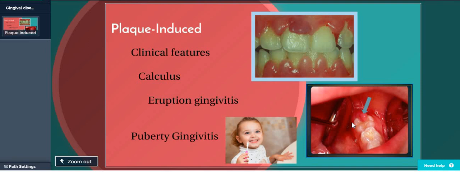The gingiva around the erupting teeth may appear reddened because the gingival margin has not yet fully keratinized and the sulcus development is incomplete here. Exfoliating and severely carious primary teeth often contribute to gingivitis caused by plaque accumulation secondary to pain during brushing or food impaction in the area of tooth destruction. And we have puberty gingivitis. We discussed puberty gingivitis in the previous lectures.